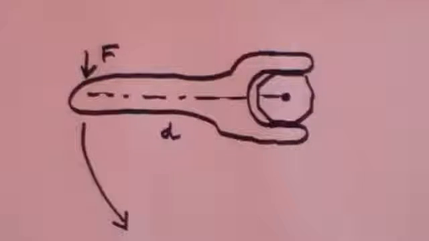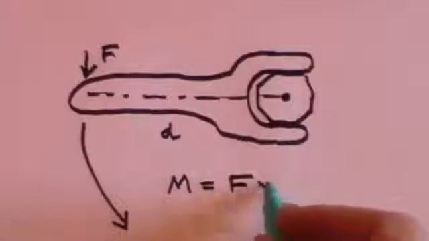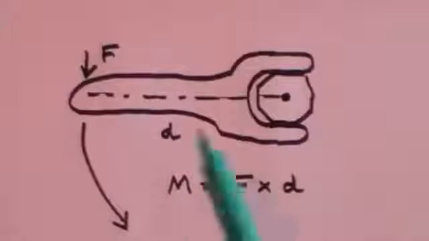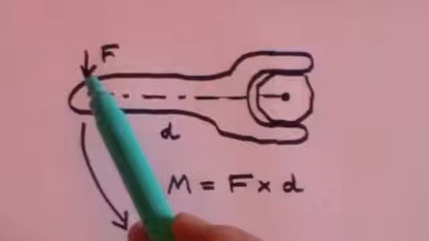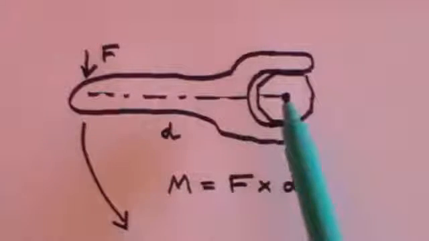And what we say is that the moment of the force that is applied to that nut is a product of the force times the distance. So it's a product of the force you apply to the end of the spanner multiplied by the distance of the force from the turning point.